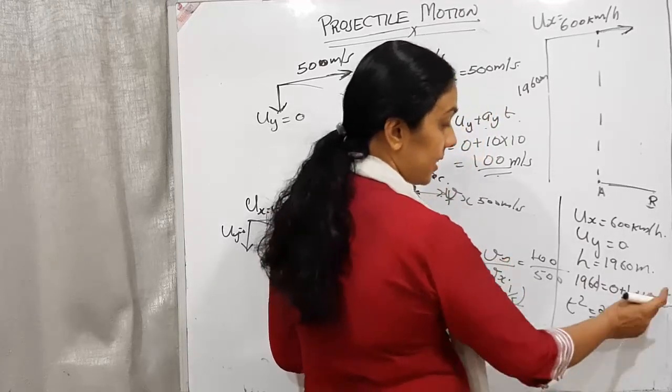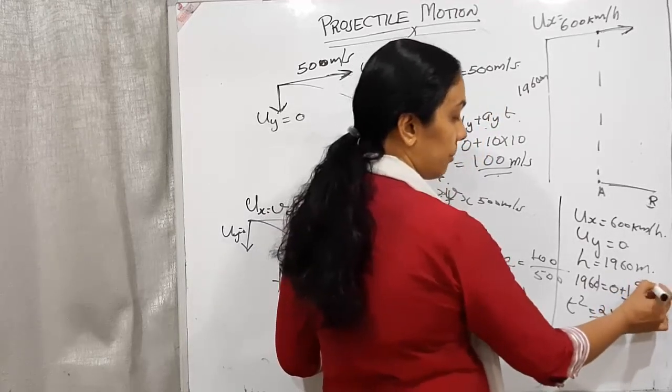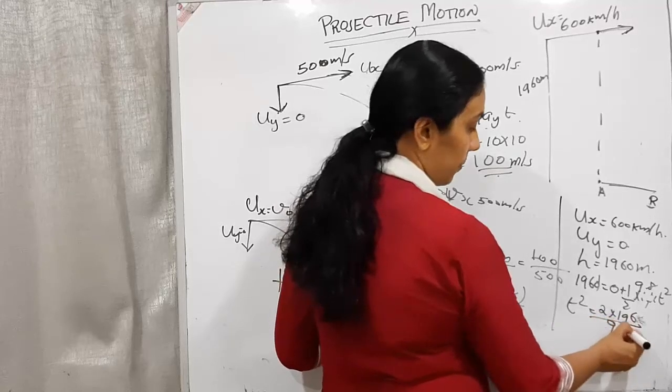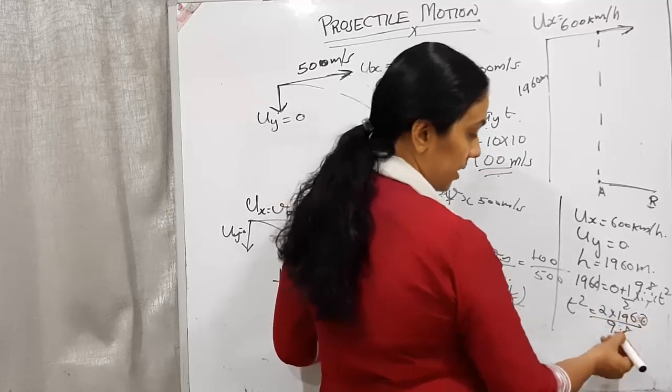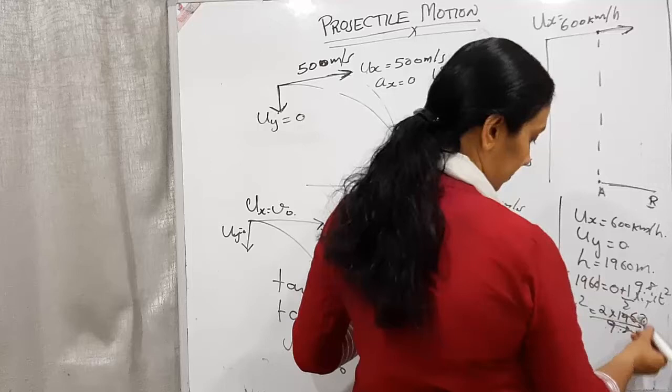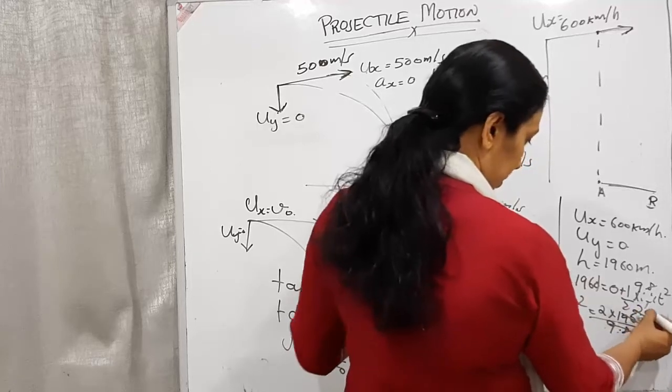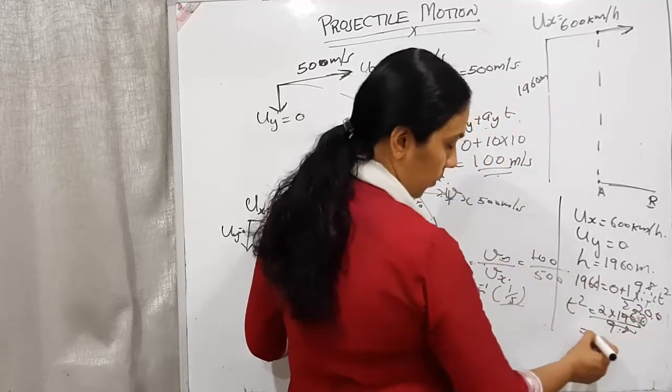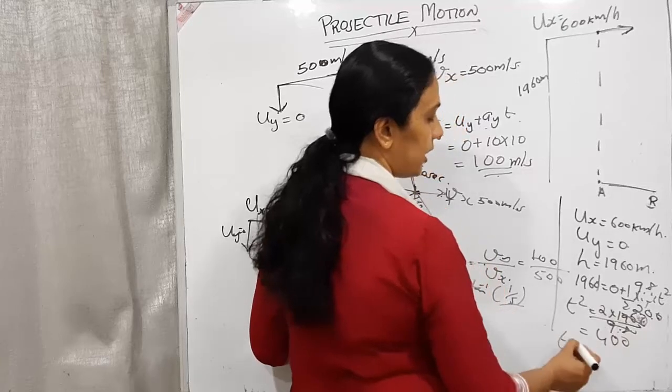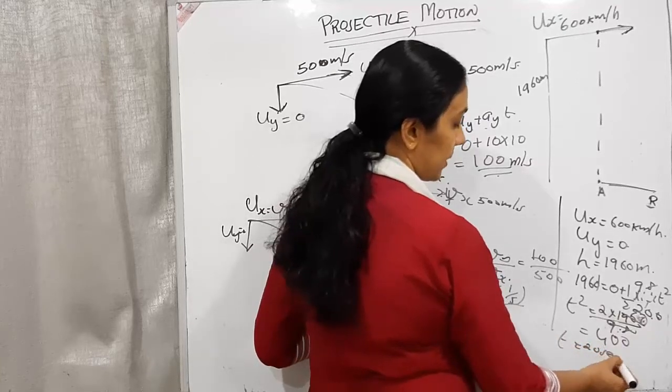Since it's 196, it is better to opt for 9.8. So we will take 9.8 only. So here we will get 400, and t equals 20 seconds.